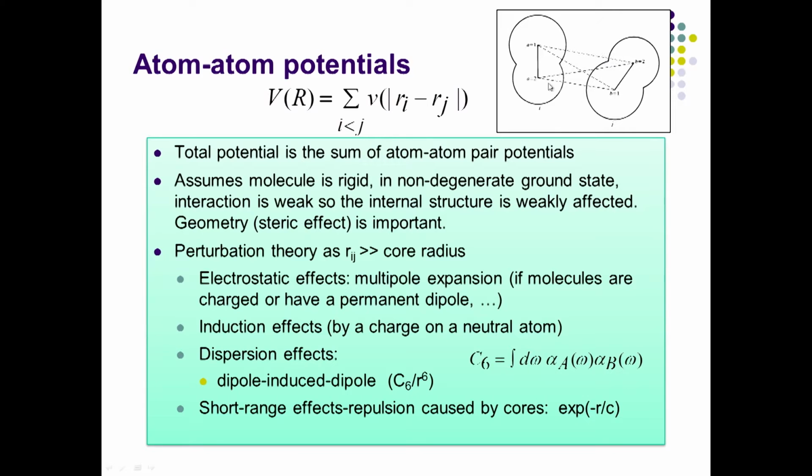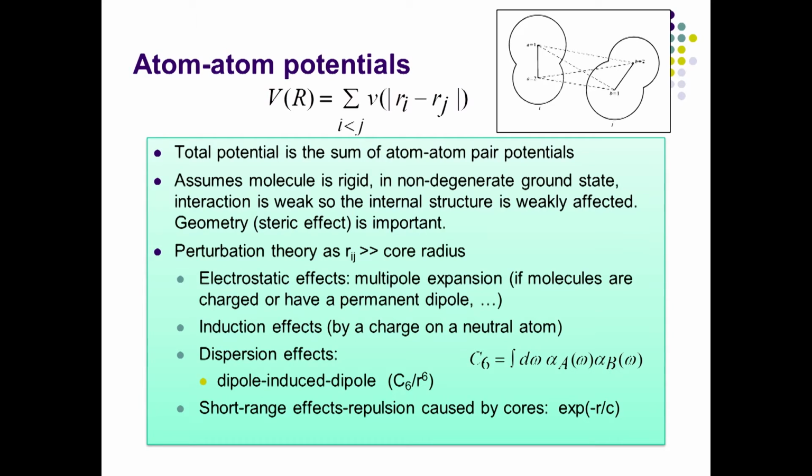So, we will look at all these pairs, and as your molecule is rigid, in non-degenerate ground states interaction is weak. So, internal structure is weakly affected by the geometry, steric effect is important. What we are looking at here is that the assumption you can make, again it depends on what you are trying to understand from a molecular dynamics experiment, is that you can consider them as rigid molecules. So, now you do not have to deal with angle bending, angle torsion and length changes as you go through. So, one approximation in atom-atom potential is you just use pair potential between the atoms, but you consider the molecules as rigid, and that is one way to look at it.